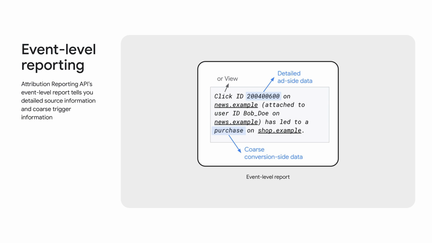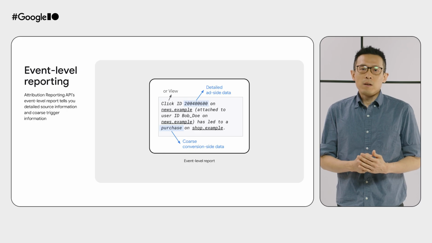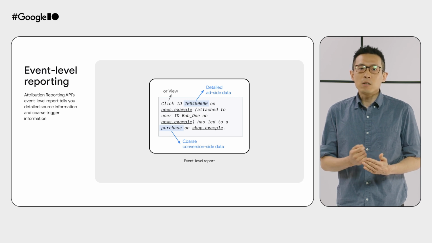Event-level reports deliver information that associates details about a source event, such as an ad view, with coarse information about a trigger event, such as a purchase. For example, an event-level report could tell you the impression ID of an ad and the publisher that hosts it, and that the person who saw the ad eventually made a purchase on the advertiser's site. This is very different from event-level reporting using third-party cookies, where the ad tech would be able to identify the exact ad impression and purchase that happened, including information like an order number or email address.